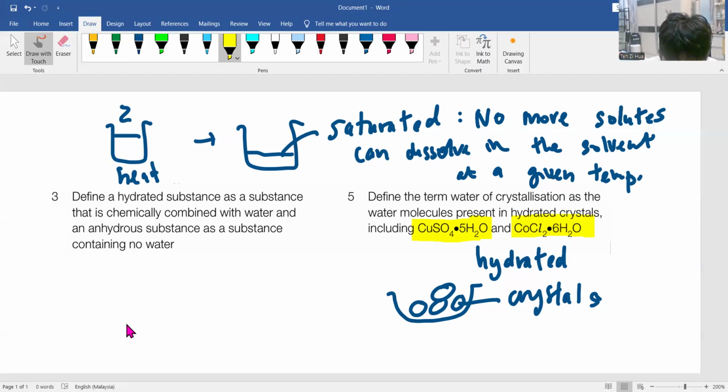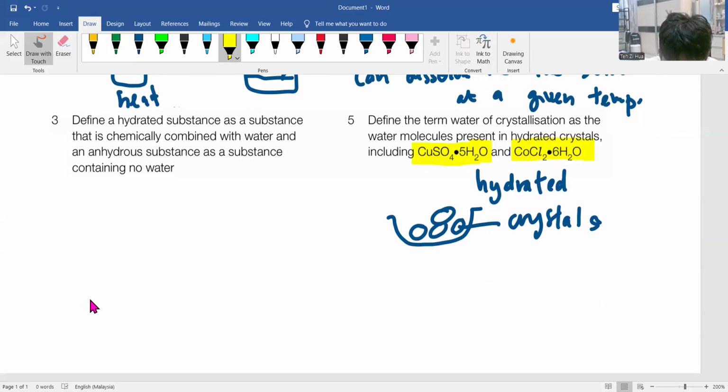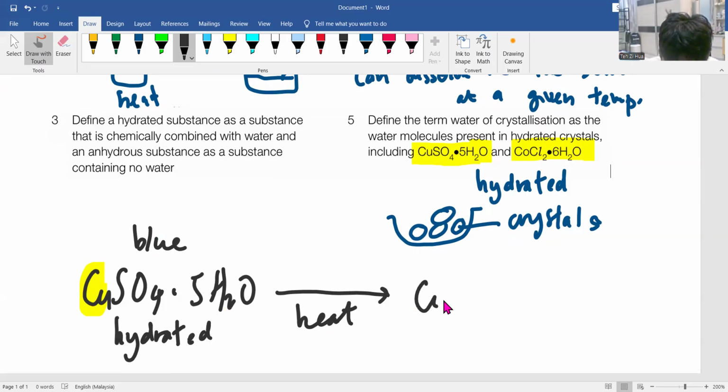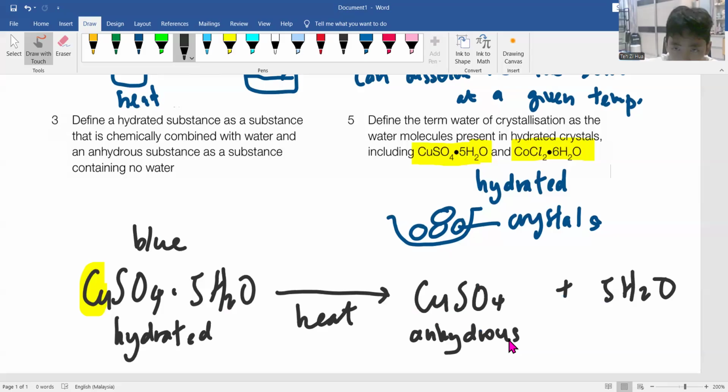Now, let's say I take hydrated copper 2 sulfate. Then I heat it up. Okay. So this is called a hydrated salt. And this hydrated salt is blue. Okay. Now, it will release the water and become anhydrous. Can you see this, Zuma? Okay.